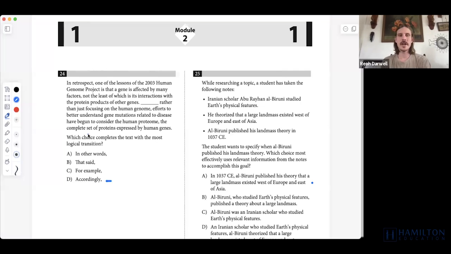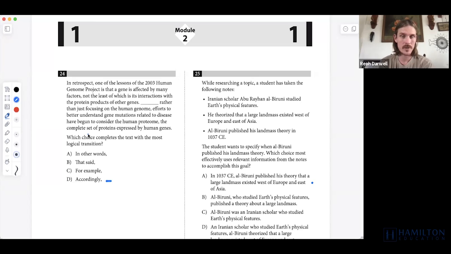Question 24 is our final transitions question on Module 2, our final transitions question on 395 in general. This one is a little bit trickier than the first two we saw in Module 2, but is nonetheless still relatively straightforward. What we are looking for is to identify what role of a transition we must put to create the correct logical connection between these two sentences. Or in other words, we need to figure out what is the relationship between sentence 1 and sentence 2, and how do I show that relationship?